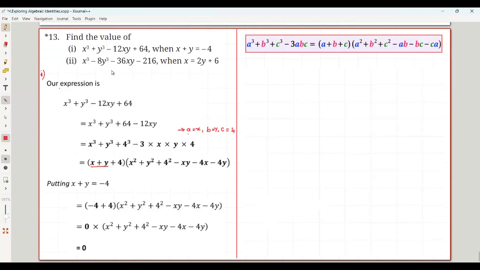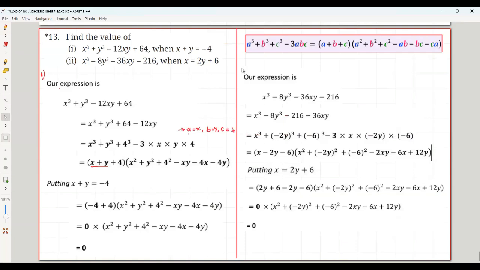The same way you have to try the second one. Second also uses the same formula. Here also they have interchanged. This is in the form of a cube plus b cube plus c cube minus 3abc, format you have to write. Then we have to substitute x is equal to 2y plus 6. Okay, so let me show. Now this is the second.